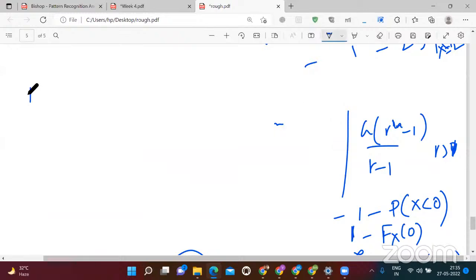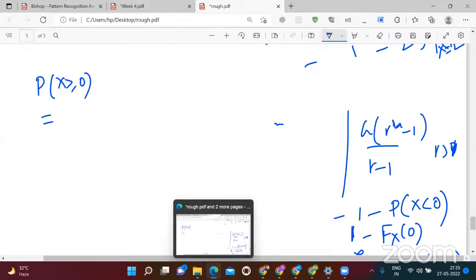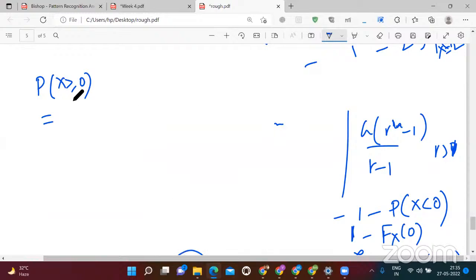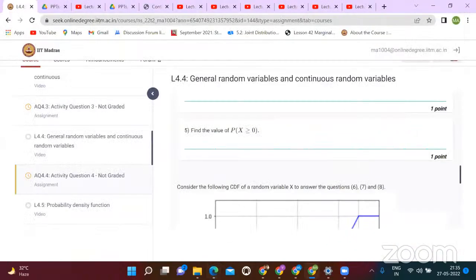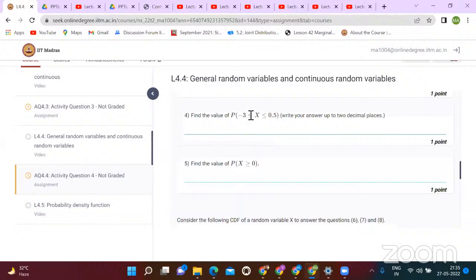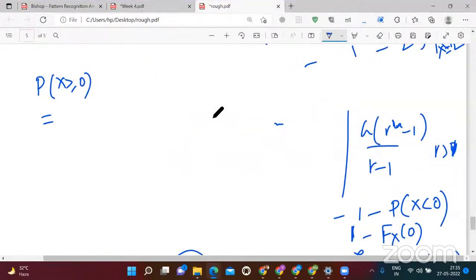Okay. So if you have to calculate, this is what? Calculate the probability that X greater than or equal to 0, right? No, from minus 3 to 0.5. We have to calculate the probability between minus 3 and 0.5. Which question? This question only, right? Yes, question number 4. So this you can calculate.